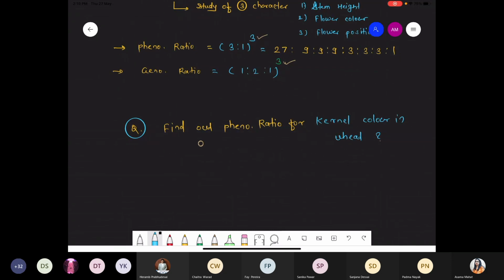Remember one thing, the ratio should be different because kernel color in wheat is controlled by 2 pair of the gene. तो इसका आंसर अलग होगा. Check the notes, check whatever source you have and tell me what will be the answer for this one. Ratio should be different.